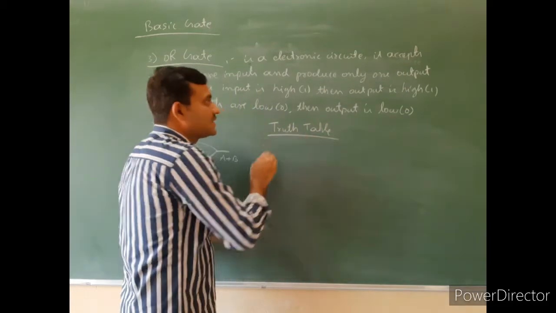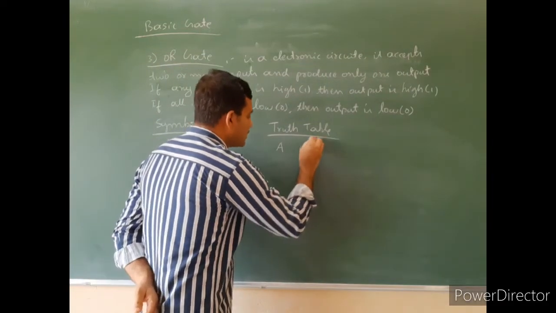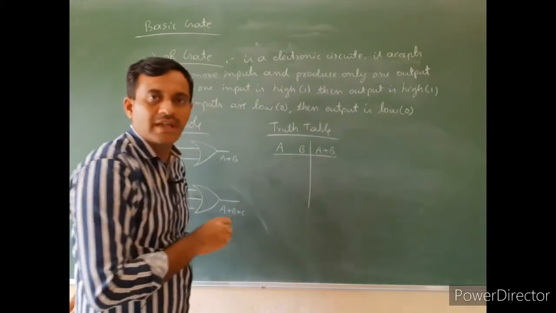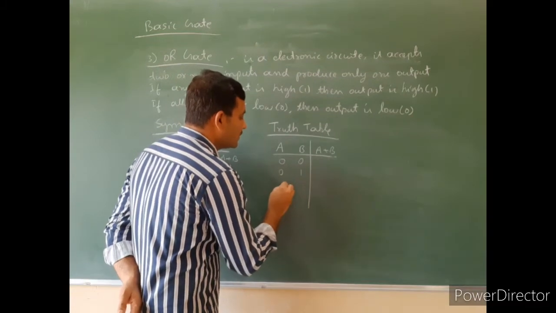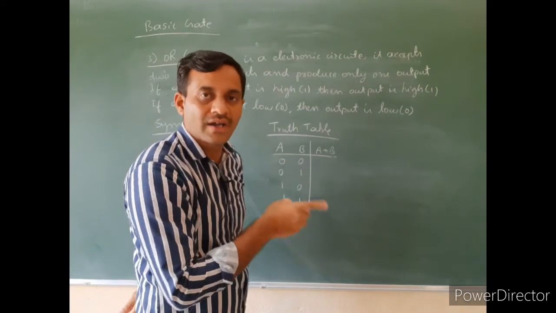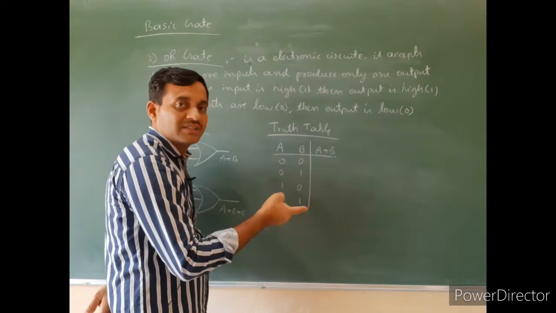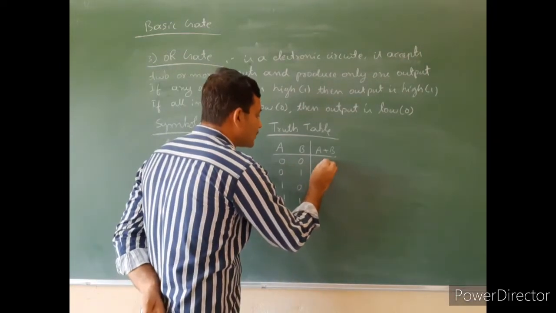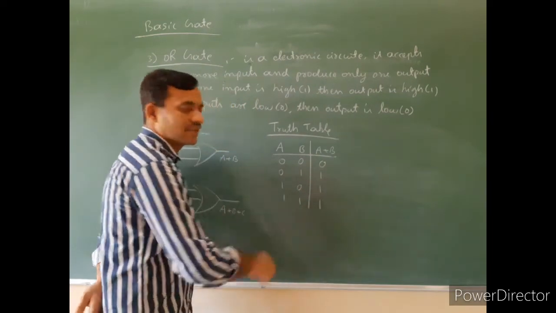To write the truth table, see the working principle. If there are two variables or two inputs A, B, then output is A plus B. With two inputs, the possible combinations are 0 0, 0 1, 1 0, 1 1. Here 0 stands for low voltage, 1 stands for high voltage. A plus B is a logical addition. If all the inputs are 0, then output is 0. If any one of the inputs is high, then output is high. That is the working principle.